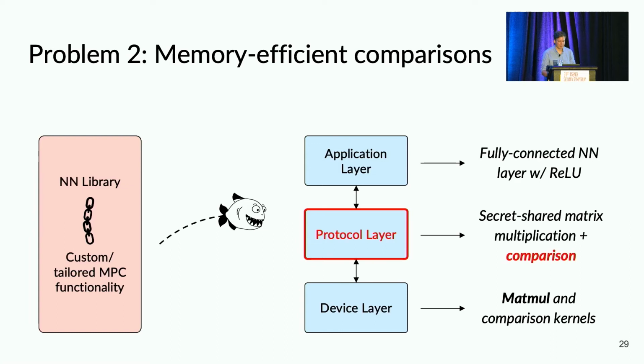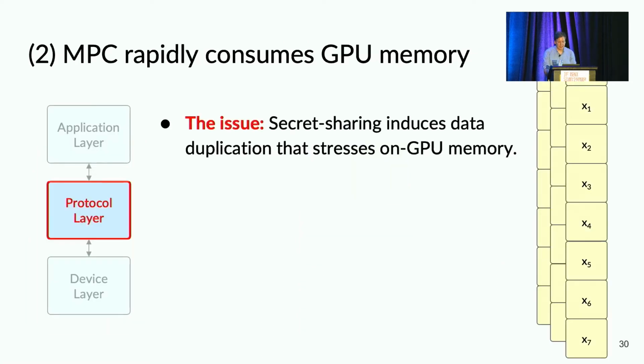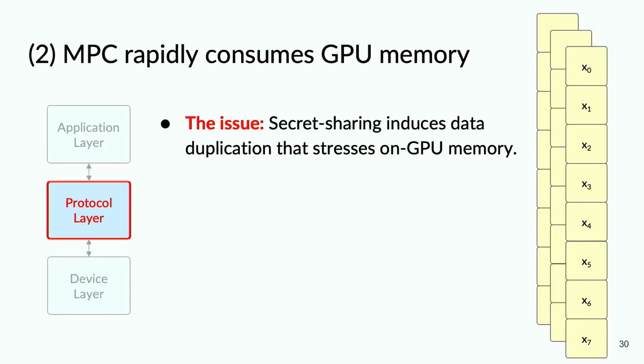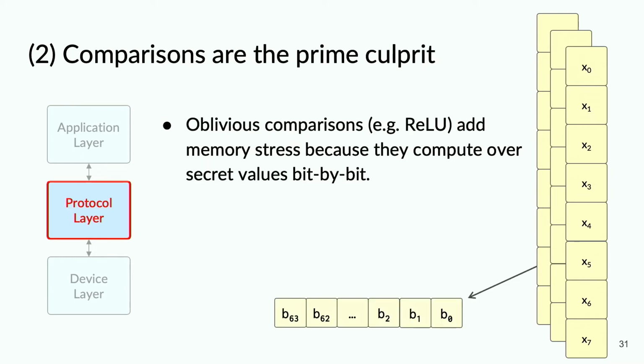And the main issue is that, first off, replicated secret sharing inherently induces data duplication that stresses the memory limit, so like 16 gigabytes that we have on our GPUs. And a 3-party protocol, for example, might automatically double the memory load of a given computation compared to plaintext. And the problem gets even worse. So comparisons in particular are very good at exhausting GPU memory because they require a bitwise expansion, secret shared expansion of each value.